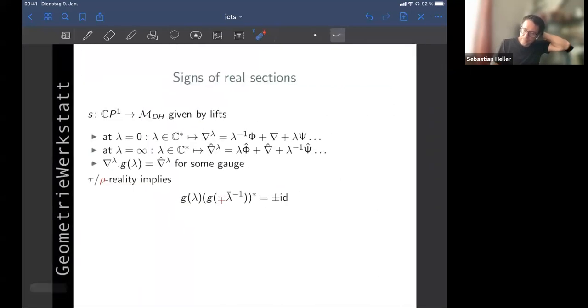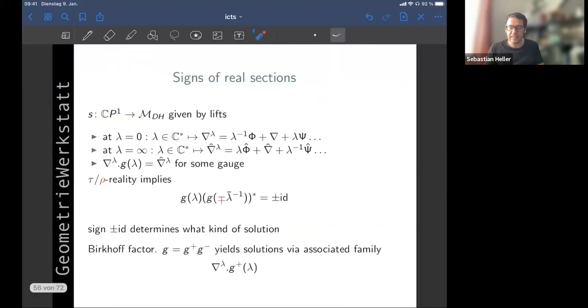So a reality condition, either for tau, or you can do the same thing for rho, gives you a certain identity of this G. But this identity is not unique, but depends on a sign in the rank 2 case, or for higher rank vector bundles, you have certain roots of identity here, which gives you other kinds of solutions. And this sign determines what kind of geometric PDE you solve. And the way you solve this is by Birkhoff factorization, loop group factorization.